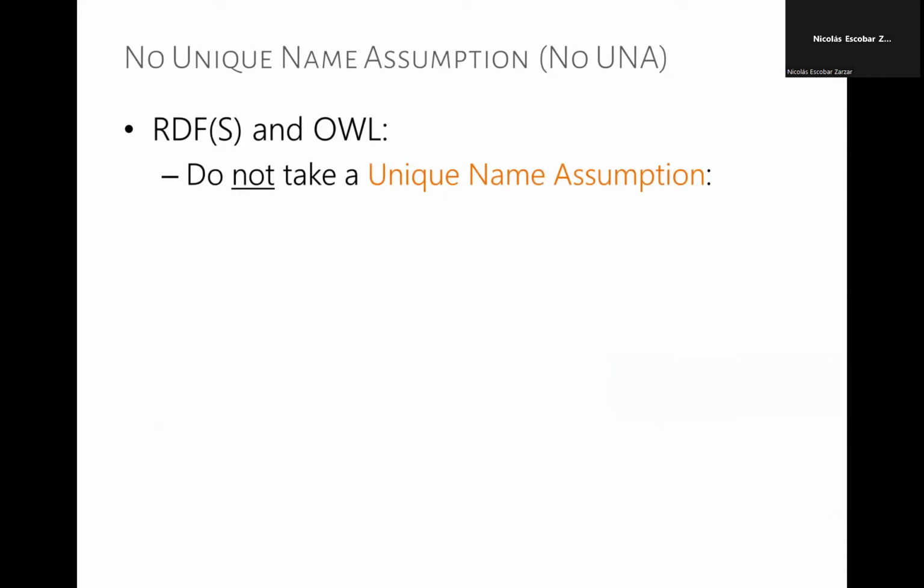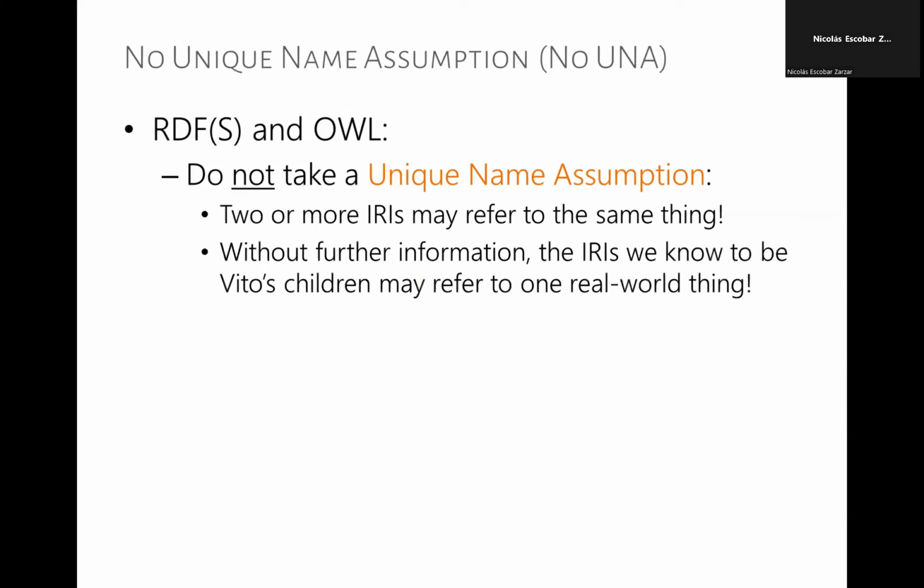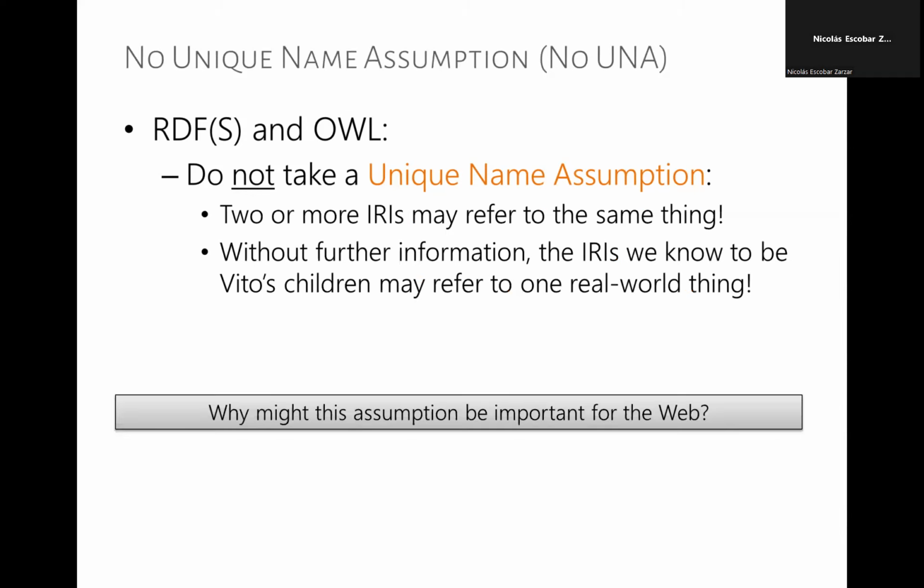So RDFS and OWL do not take a unique name assumption. Two or more IRIs may refer to the same thing. Without further information, the IRIs we know to be Vito's children may refer to one real world thing. Why might this assumption be important for the web? What if we were to assume a unique name assumption? Again, it could give useful information. It could give us that Vito has at least 3 children rather than at least 1. Would it be a good idea for the web? Now we'd have to assume that there's one IRI for everything, right? We'd have to assume that there's one IRI that everyone agrees on for Universidad de Chile, right?